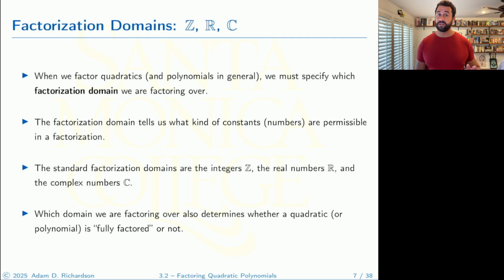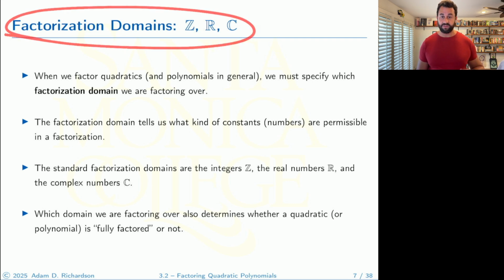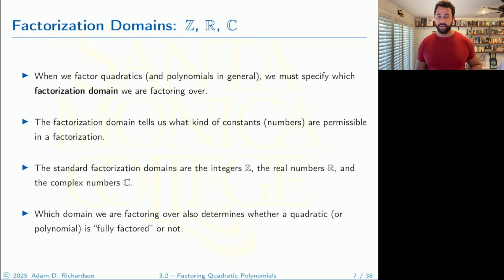Because the real numbers include irrational numbers. Those are not integers, right? Or are we factoring over the complex numbers? Are we going all the way up and saying you can even include i and multiples of i and things like that, right? We have to specify that when we factor things. That's what the factorization domain is.